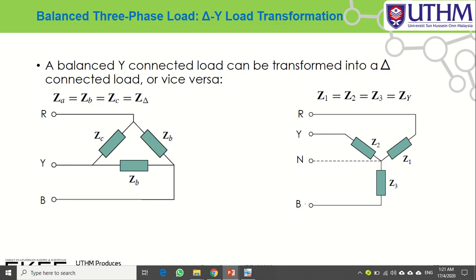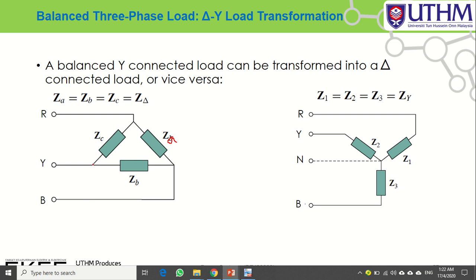Next, we have a delta connected load, ZA, ZB and ZC. Sorry, this one should be A, so you can revise your lecture slide. Let's say we have ZA equal to ZB equal to Z delta. We call it Z delta because they are equal to each other, equal in magnitude as well as in phase.